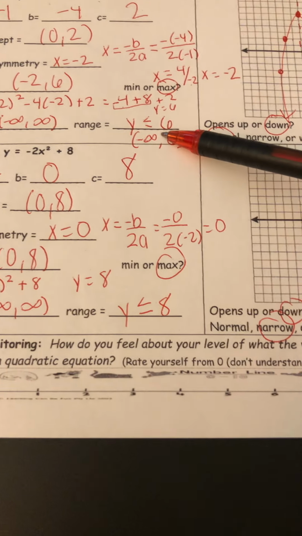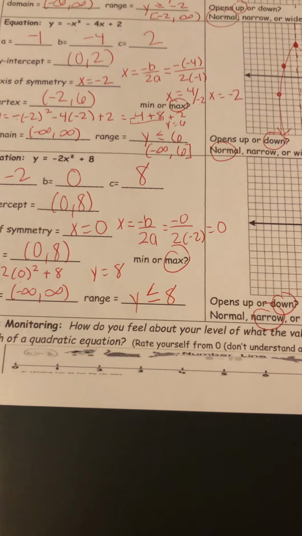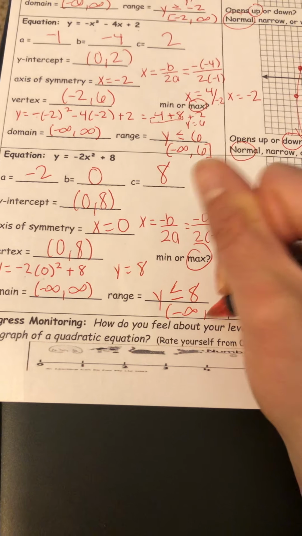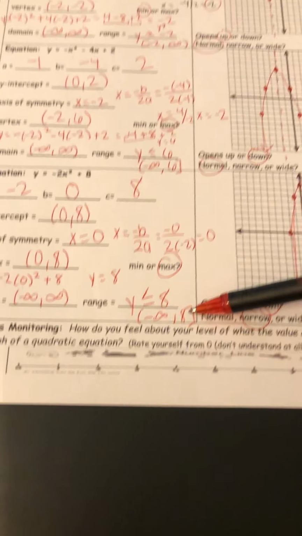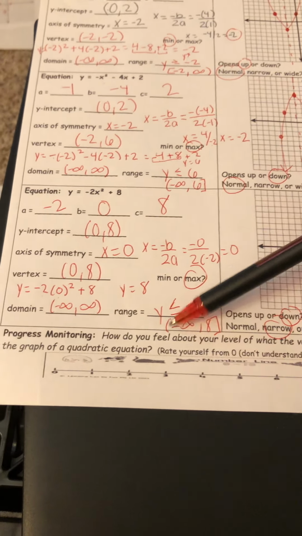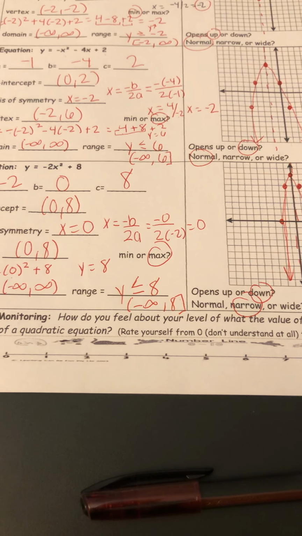And just like this problem up here, because it is decreasing and y is going to be less than or equal to 8, it's going to be negative infinity to 8. Okay, remember that we close our brackets because it can be those numbers, but it stops. Negative infinity and positive infinity, you can always add or subtract 1, so it'll be different.